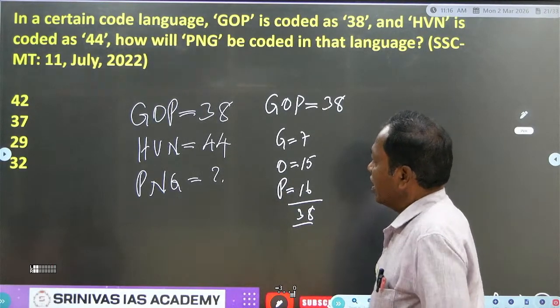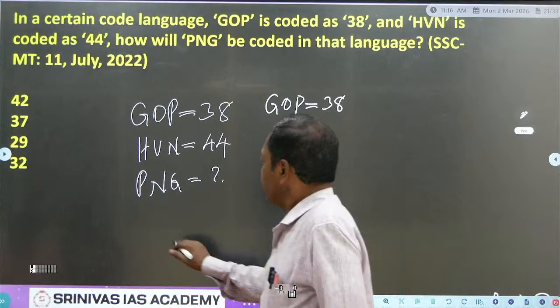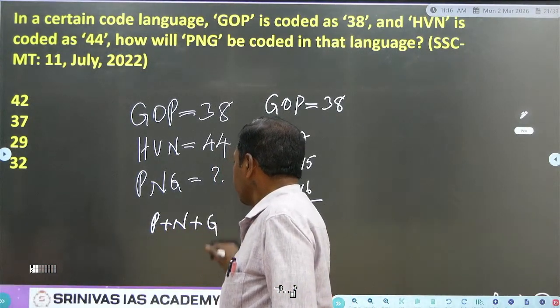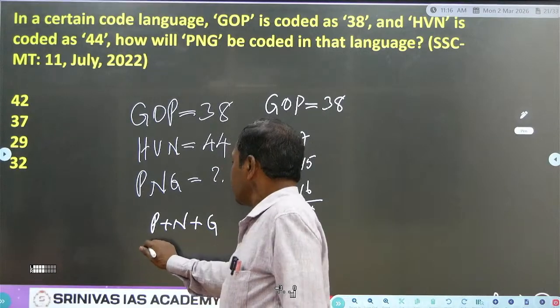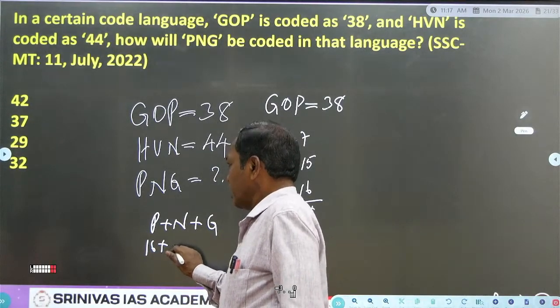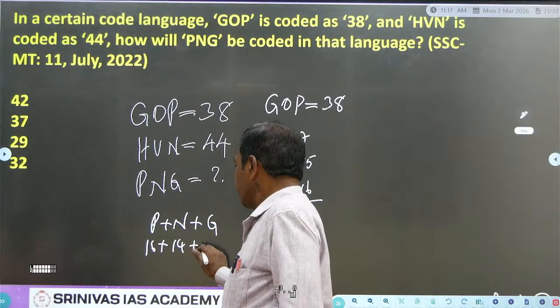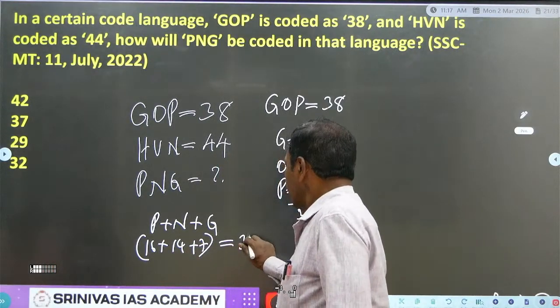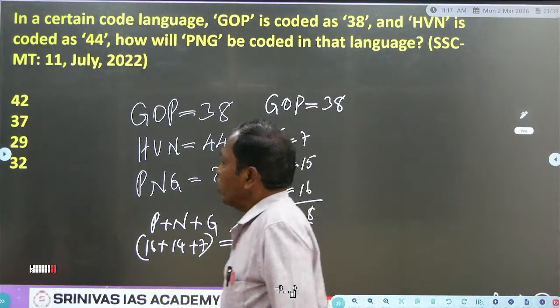Very simple. And now PNG is what? P plus N plus G. What is P? 16, N 14, plus G 7, that is 37. Option B.